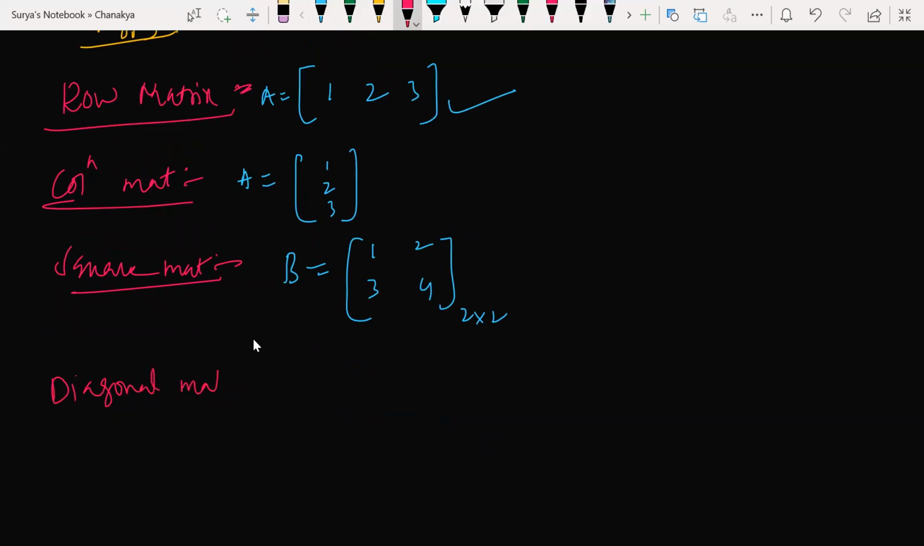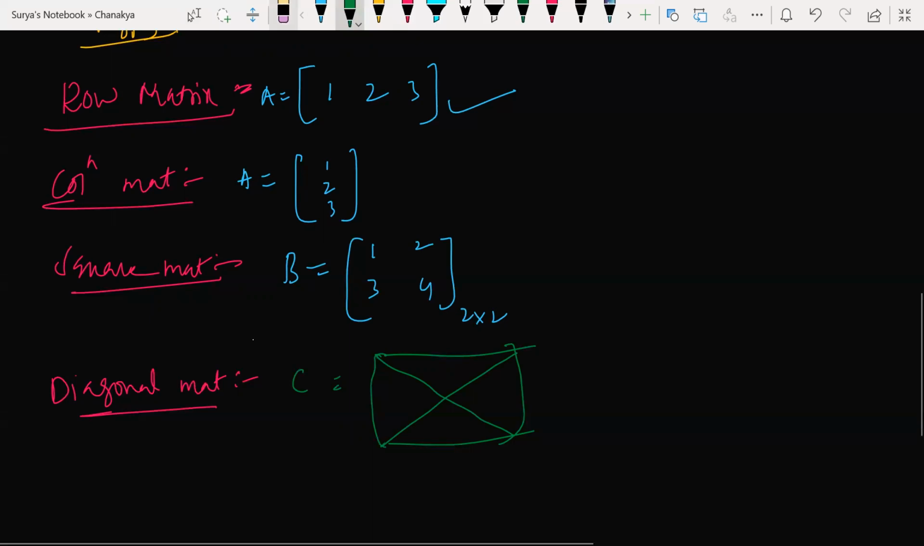Diagonal matrix. Suppose I have a C matrix. If this is a rectangle box, isn't it looking like a rectangle box? Now, how do I draw the diagonal? This is how I draw the diagonal, or this is how I draw the diagonal, isn't it? In a quadrilateral, isn't it?